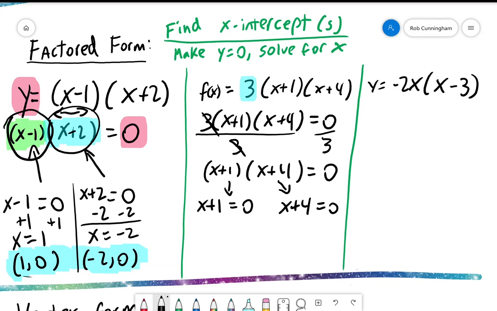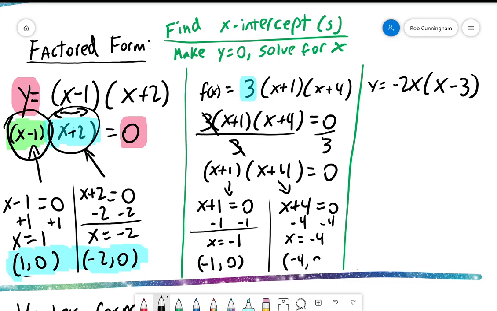Again, two factors multiplied together to make 0. One or the other of them has to be 0. On this left one, we subtract 1 from both sides. We get x equals negative 1. Over here on the right side, we subtract 4 from both sides, and we get x equals negative 4. So our two x-intercepts are (negative 1, 0) and (negative 4, 0).